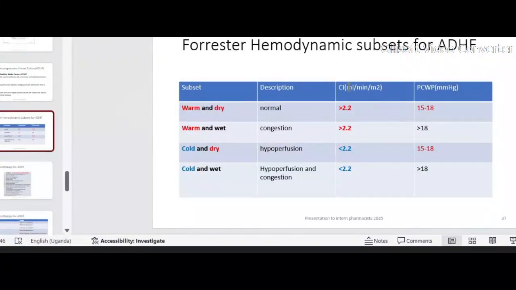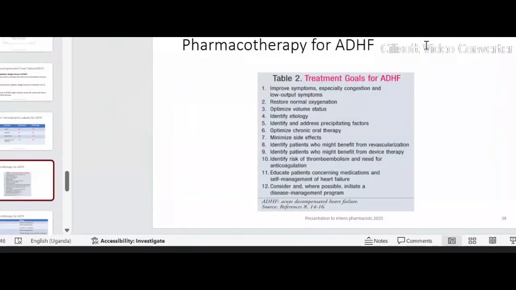So this table is important. Even to a houseman, actually, this is very important to them. To a physician, this table is also very important. Even to a pharmacist, it's very important. Why? Because it helps you know that your treatment has worked in ADHF patients.